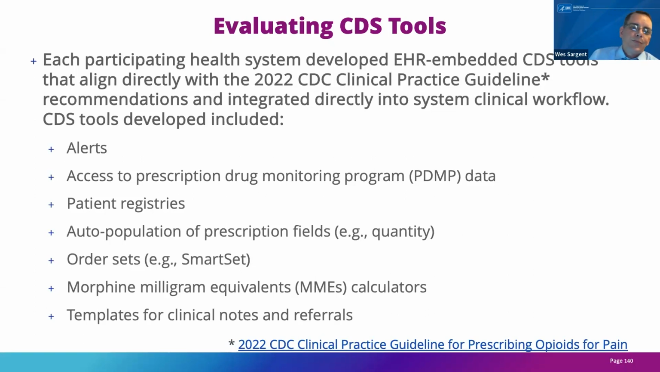So there were several alerts. They could adopt that and build in snooze features if they wanted to. They had access to PDMP data. This was mainly done through another proprietary software to integrate the PDMP data. Some systems built out registries to track over time. And these were all built as smart sets, again, using Epic. And there are additional tools, clinical notes, referrals. And then also, importantly, with recommendation 12, the ability to screen for opioid use disorder. All right, next slide, please.